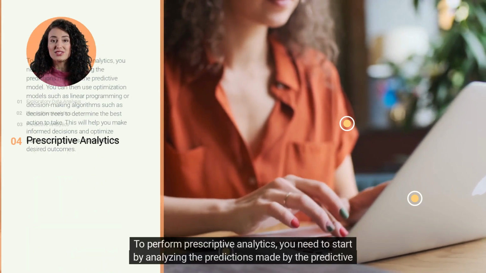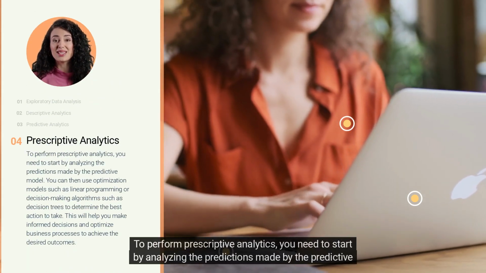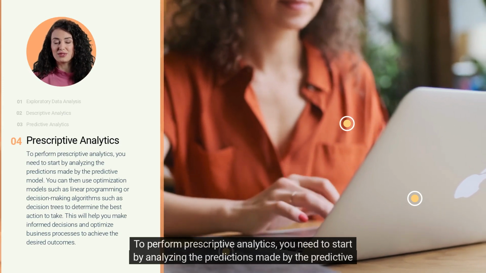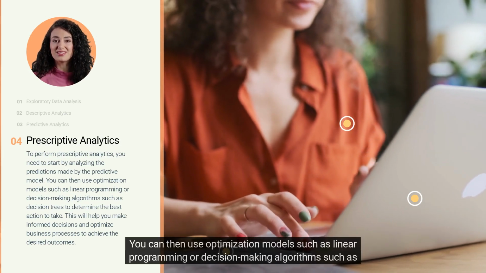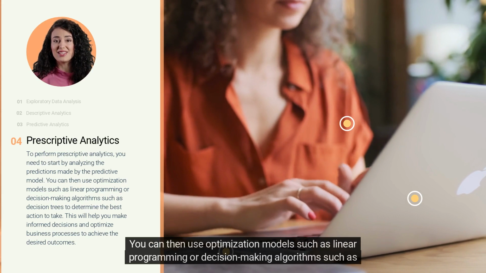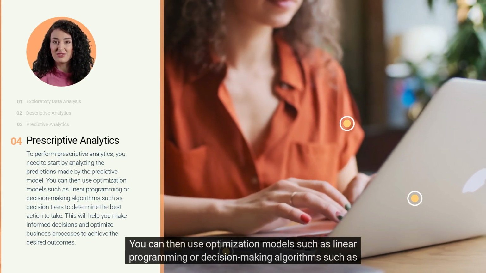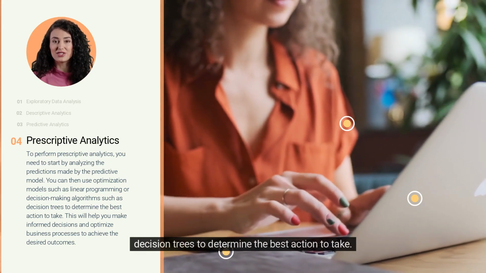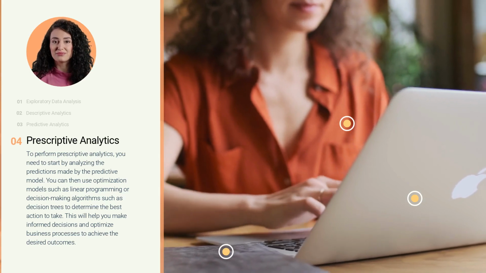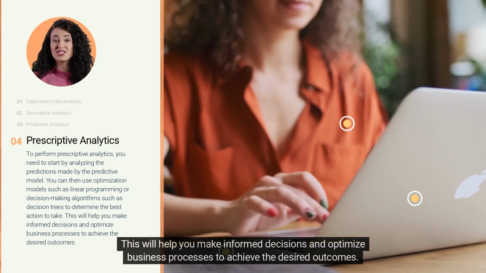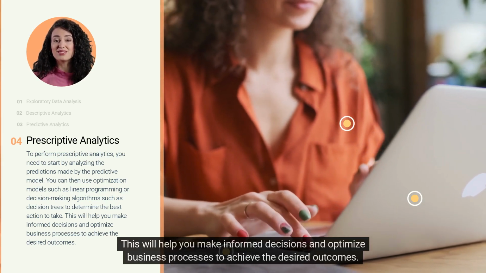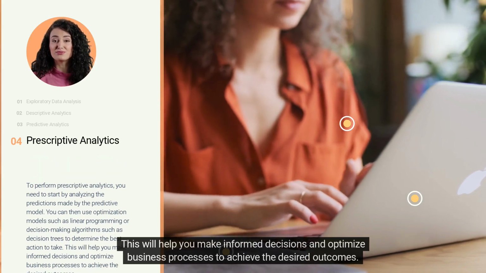To perform prescriptive analytics, you need to start by analyzing the predictions made by the predictive model. You can then use optimization models such as linear programming or decision-making algorithms such as decision trees to determine the best action to take. This will help you make informed decisions and optimize business processes to achieve the desired outcomes.